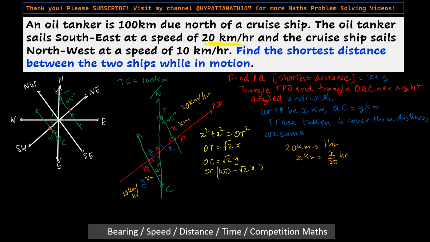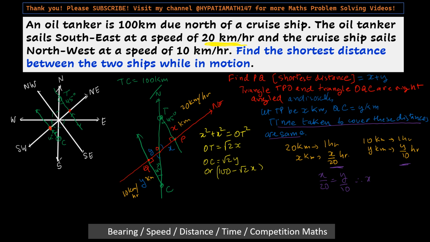And similarly, the cruise ship does 10 kilometers in 1 hour. So X kilometers, sorry, not X, it would be Y kilometers. So Y kilometers would be Y out of 10 hour. So what we are going to do is, these are equal actually, aren't they? Because we've said here that the time taken to cover these distances is the same. So x out of 20 is equal to y out of 10.